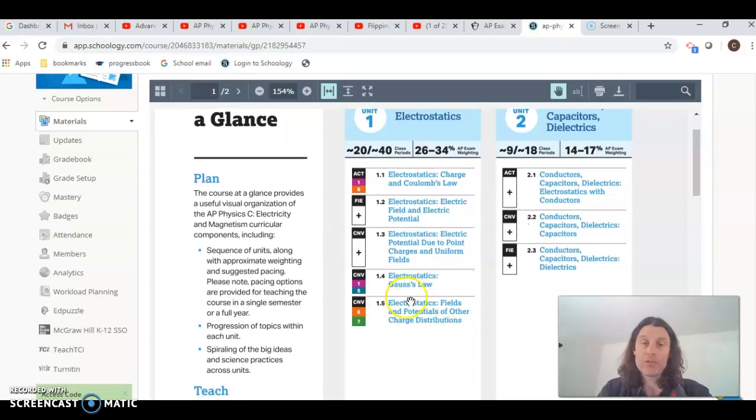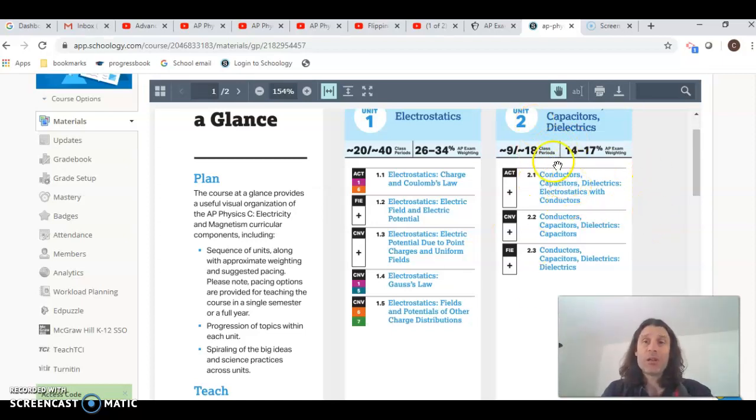Please remember Gauss's law. You'll get a Gauss's law one, and then fields and potentials of other charge distributions. That's if it's not a point charge, maybe it's a piece of sheet metal that is charged, maybe it's a sphere that's charged, maybe it's a wire, maybe it's a semicircle. Things along those lines are what that refers to.